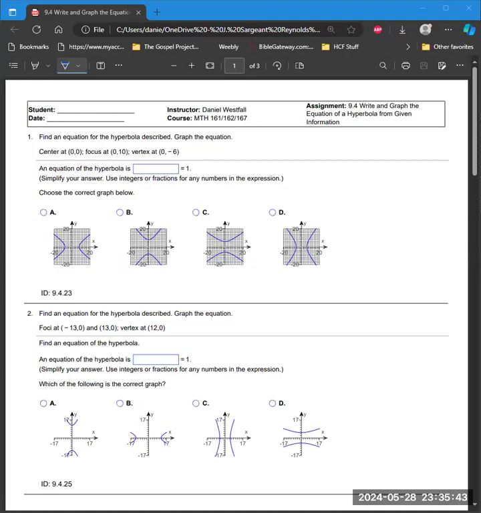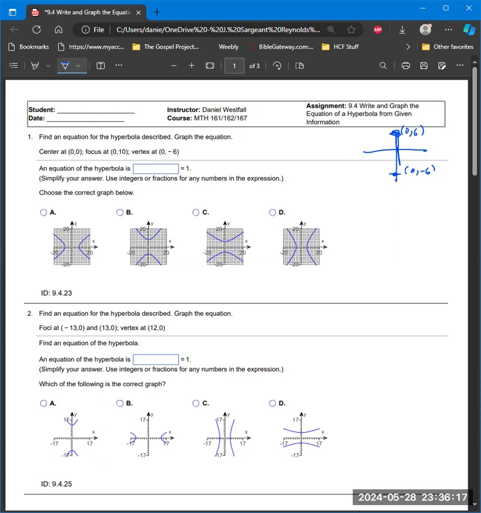In this video, we're going to write and graph the equation of a hyperbola from the given information. The center is at 0, 0, the focus is at 0, 10, and the vertex is at 0, negative 6. Since 0, negative 6 is a vertex, 0, 6 is also a vertex, meaning it's going to open up and down.